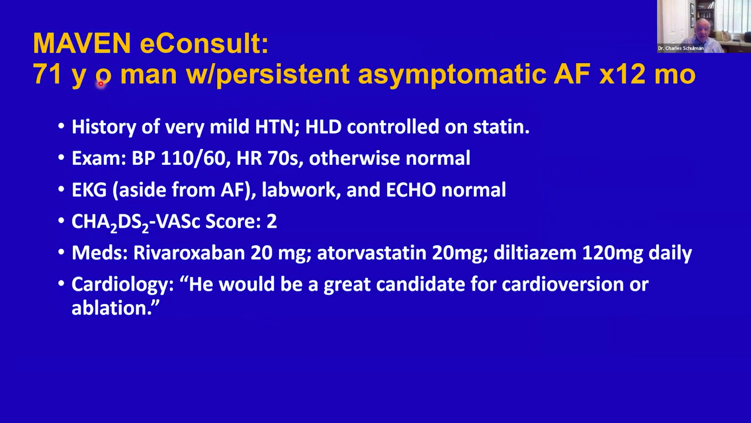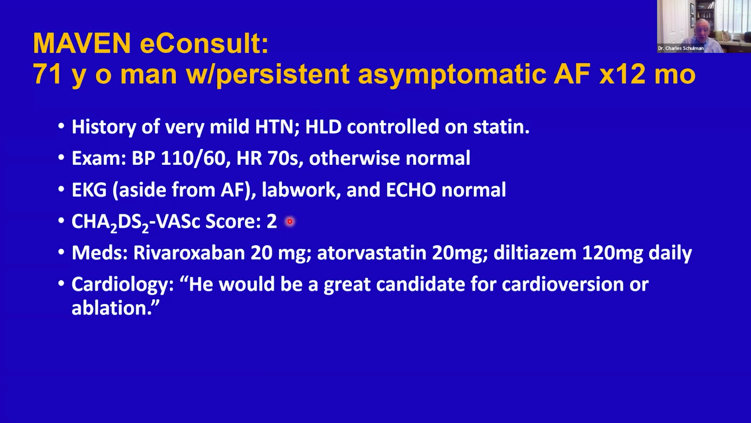Here's another MAVEN e-consult that I received. A 71-year-old man who had atrial fibrillation for a year. Okay, so it's persistent but asymptomatic. He feels fine and has no exercise limitation. He has hypertension, hyperlipidemia, normal blood pressure on treatment, heart rate in the 70s, exam is normal, laboratory data is normal.